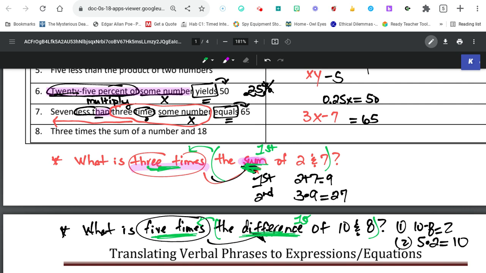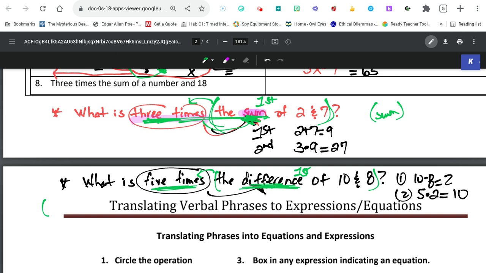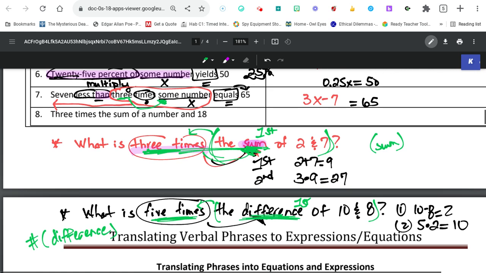Number 8, it's 3 times a number. Here is 3 times the sum. So again, when you're multiplying a number by a sum, please put that sum inside of parentheses. Or if you're multiplying a difference by a number, please put that difference in parentheses. And whatever you're multiplying by goes out here. The number you're multiplying by goes out here.